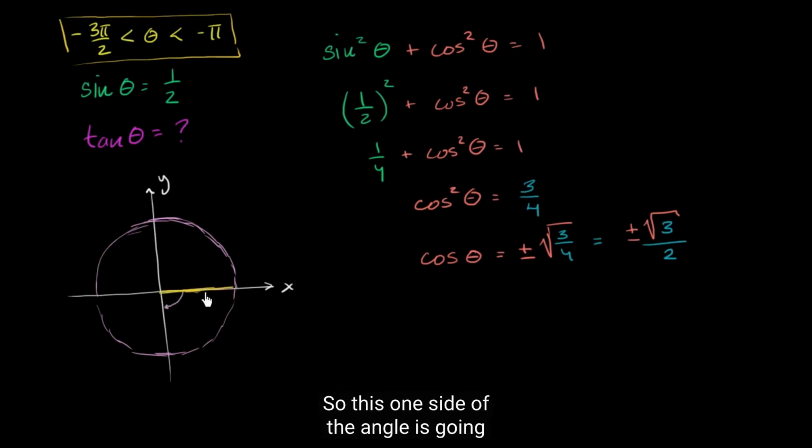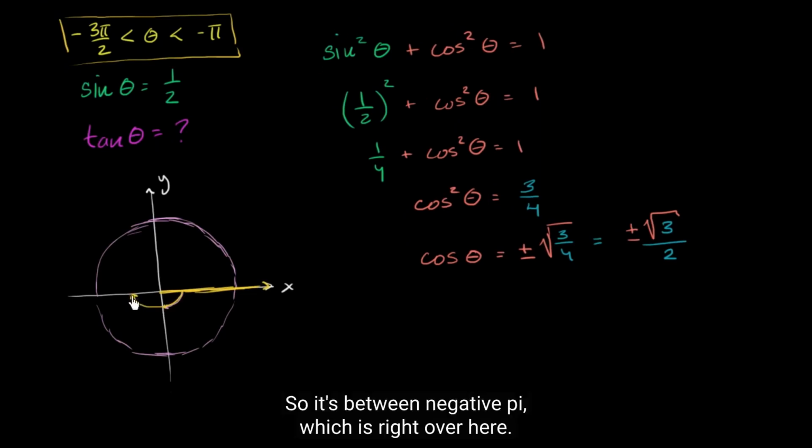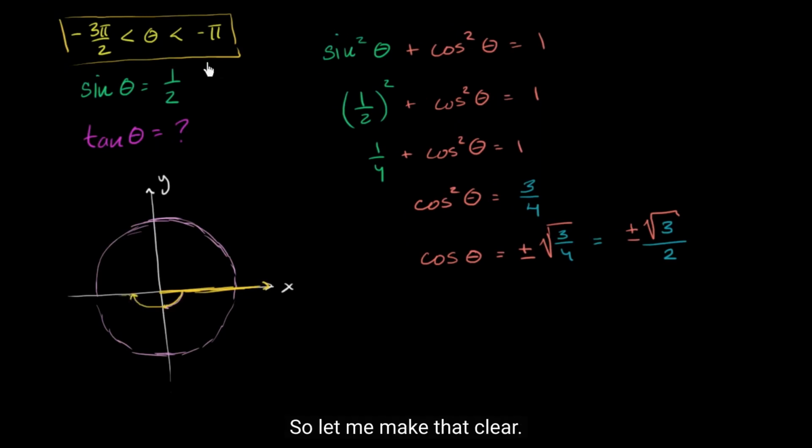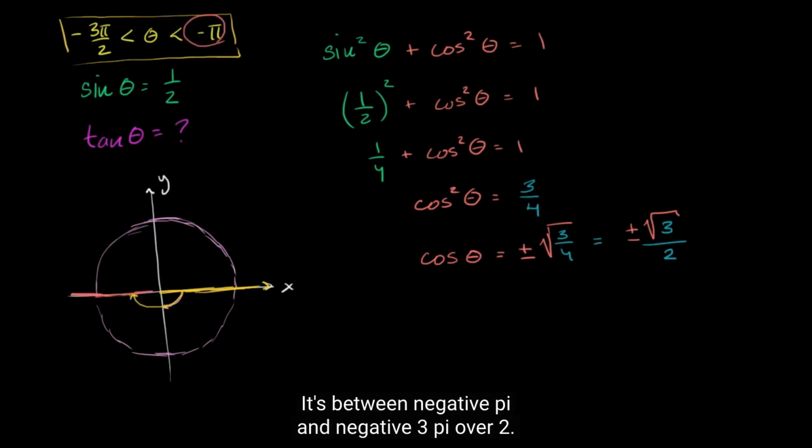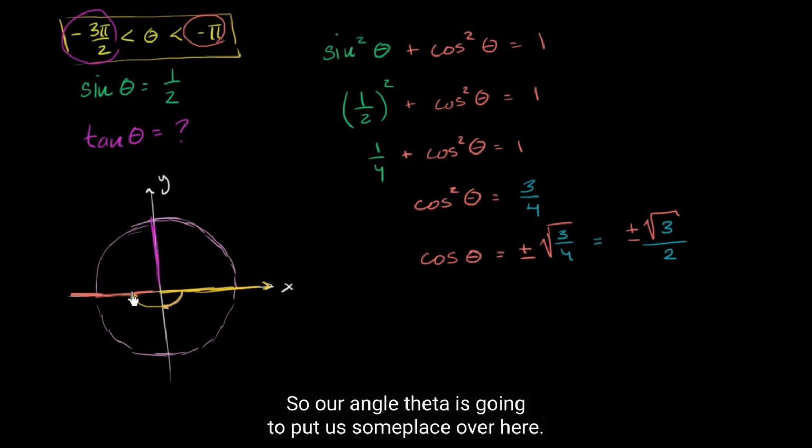So let's see, one side of the angle is going to be along the positive x-axis, and we want to figure out where the other side is. This right over here is negative pi over 2. This is negative pi, right over here. It's between negative pi and negative 3 pi over 2, which is right over here. So our angle theta is going to put us someplace over here.